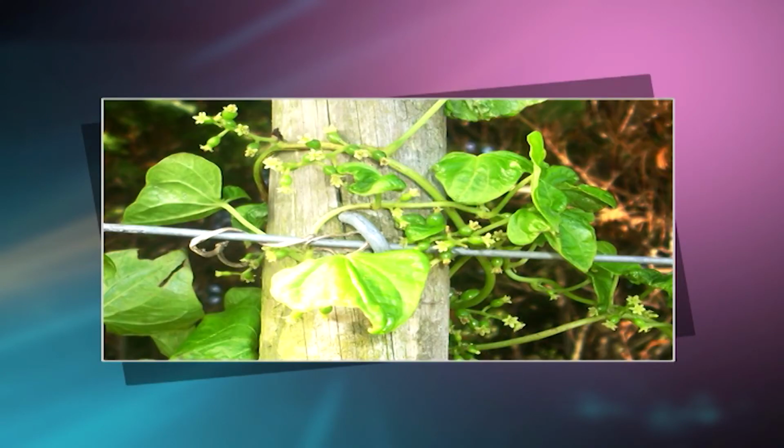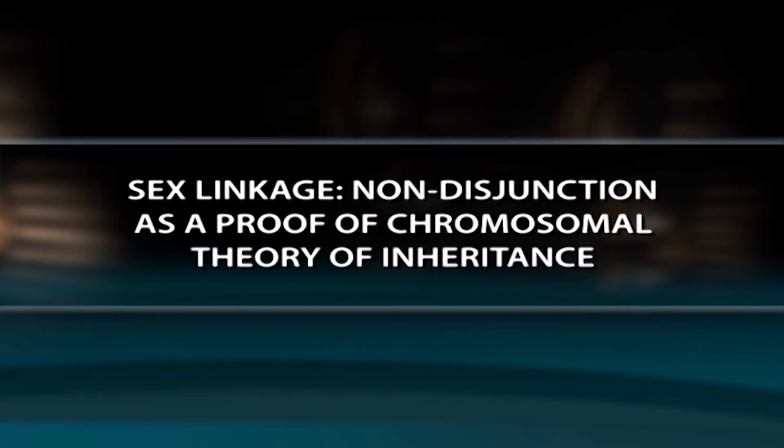Fertilization by a pollen of the first type, that is A plus X, results in a female, and with the second type, A plus 0, results in a male. Example, Dioscorea sinuata. Now, let us look into sex linkage, non-disjunction as a proof of chromosomal theory of inheritance.